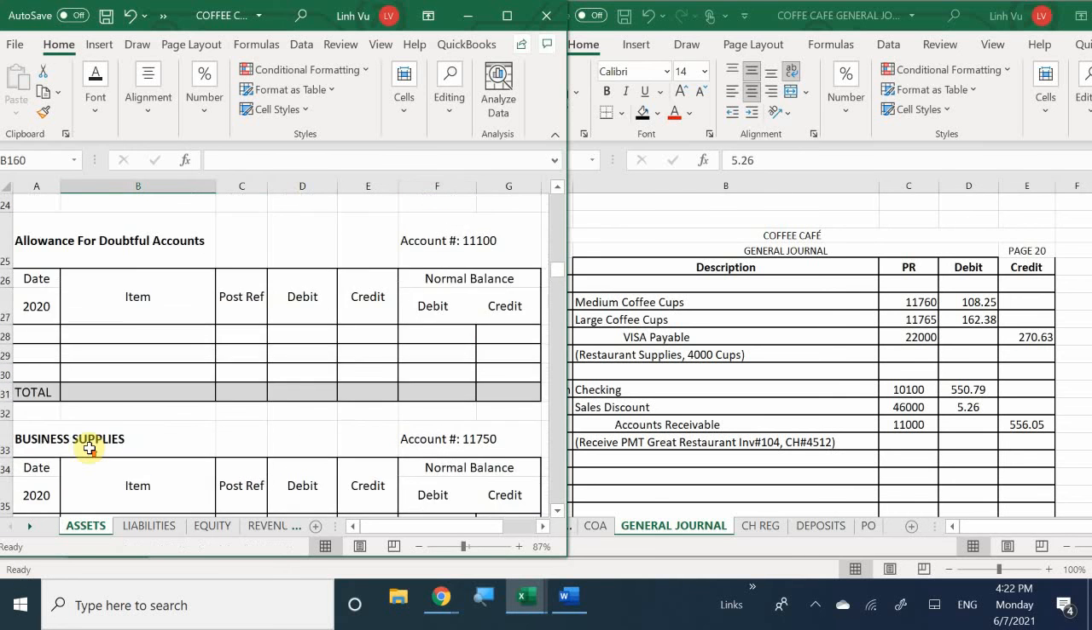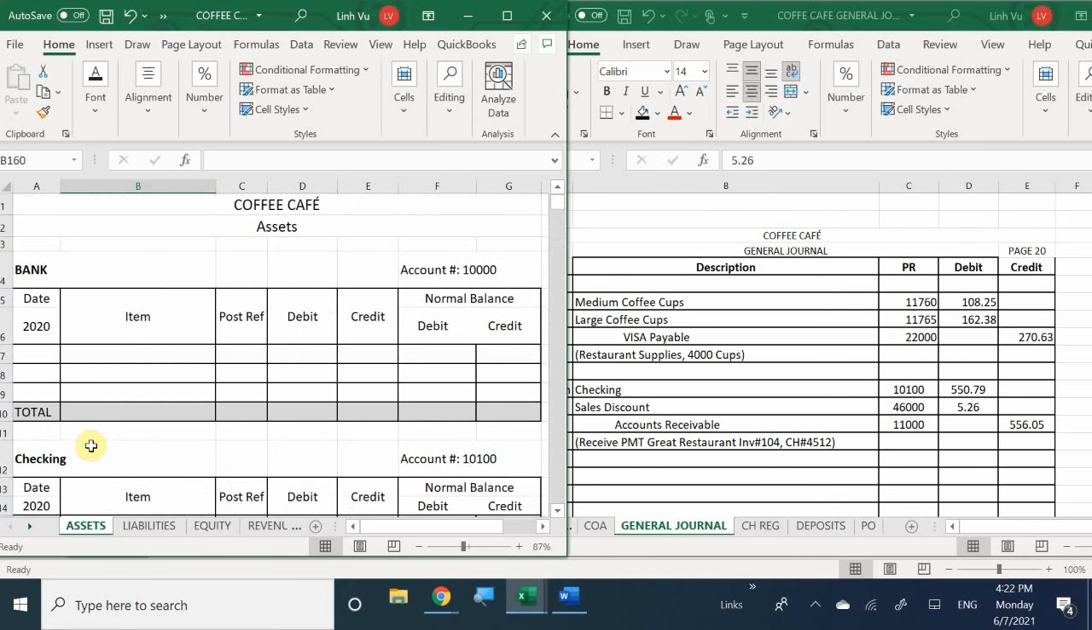So the deposit was 55605, correct? No, it was for the 550.79, because they owe us money, but because they paid within terms, we granted them the discount. So they're going to pay us less than what they owe us because they received a discount. They earned a discount. Right. Sorry, I was confused on that.